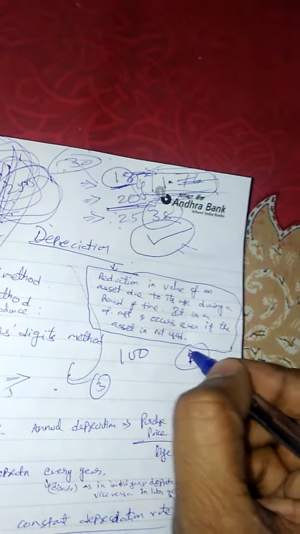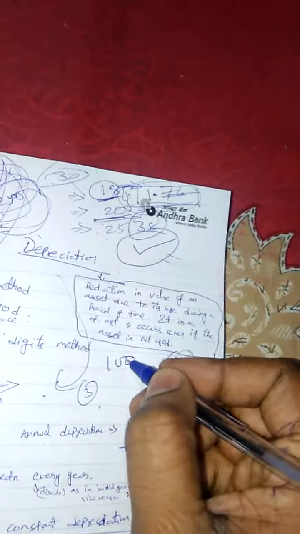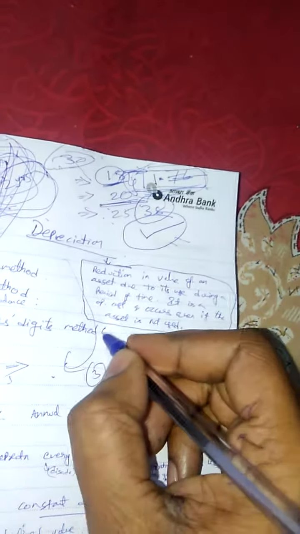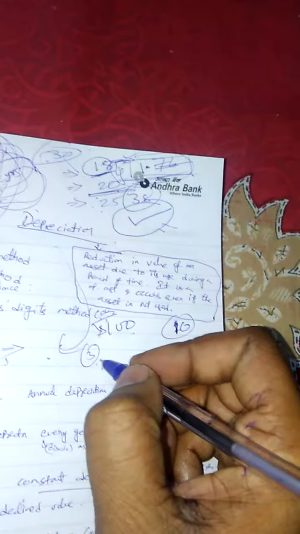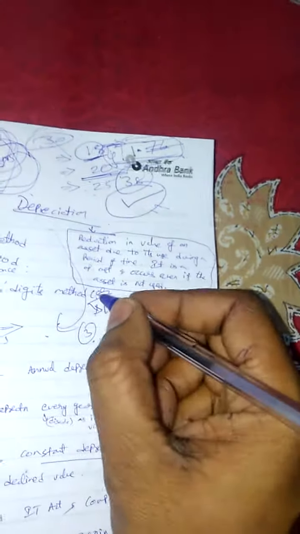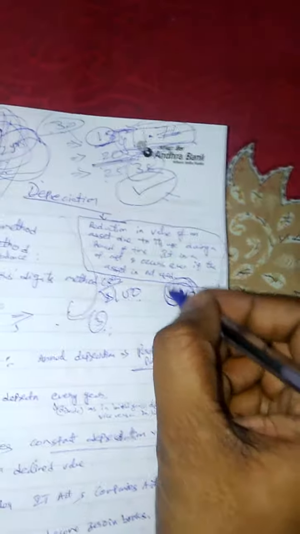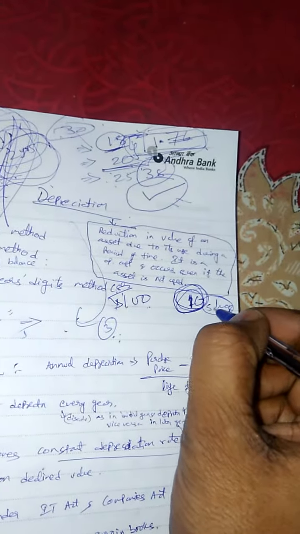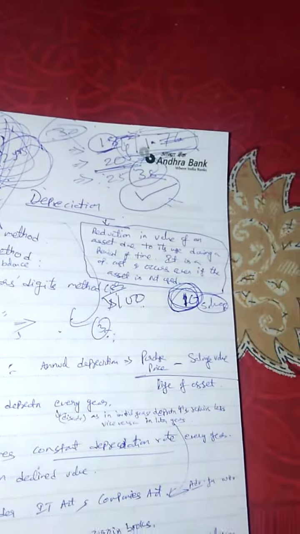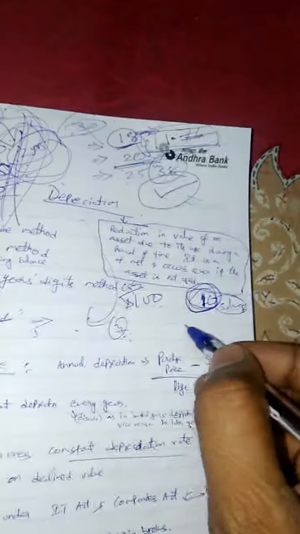Easy for calculation. That is, after 3 years, after the life of this asset, if I am selling this asset, assume this asset is a car, I am purchasing the car at 100 whose life is 3 years. So after 3 years, if I want to sell this car, I will get only 10 rupees. So salvage value is the value which I get if I sell my asset at the end of its useful life.